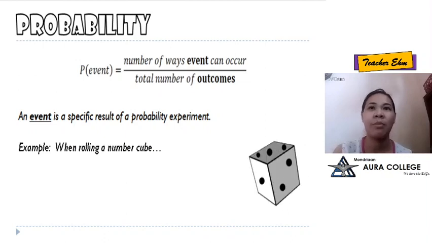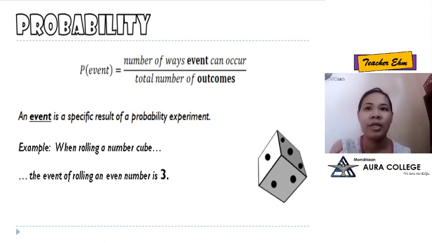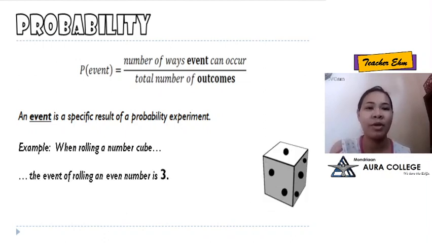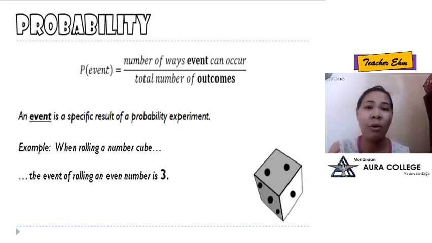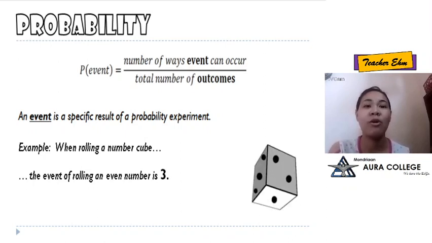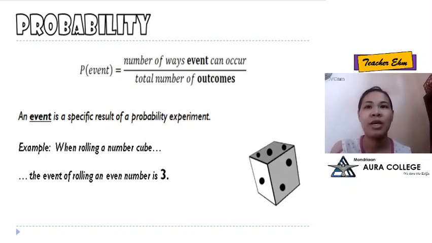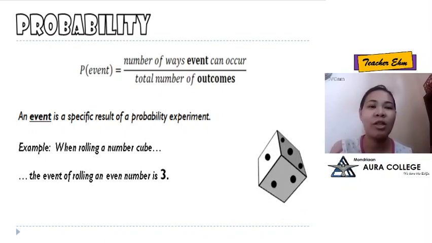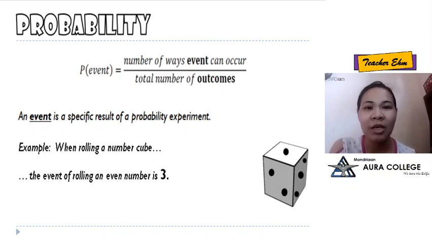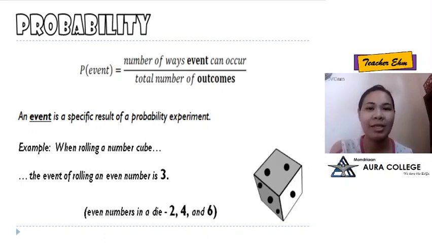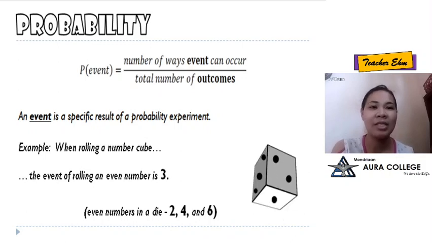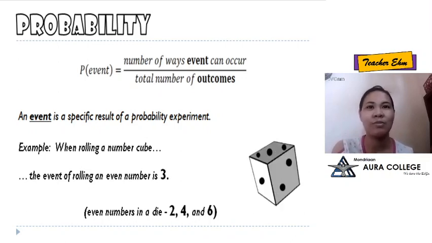So for example, when rolling a number cube, the event of rolling an even number is 3. So, ano yung specific result na gusto mong makuha? Or yung kino-compute natin. So, dyan, kung yung even number, ano ba yung mga even number doon sa ating number cube? So, yun si 2, 4, and 6. Na pag binilang natin, sila ay 3.